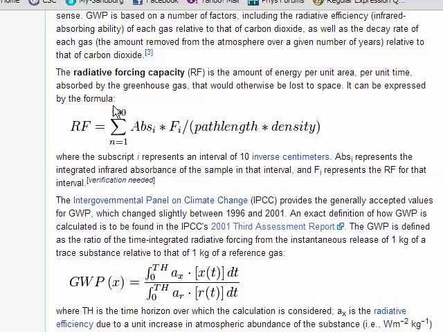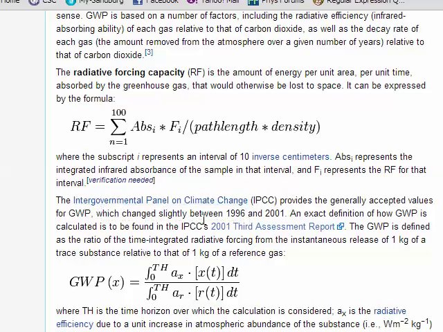So 1 to 100, it's going 1, 2, 3, 4, 5, 6, 7, 8, 9, 10. So 100 inverse centimeters would be what? This would be a sum going from 1 per centimeter, 2 per centimeter, 3 per centimeter, 4 per centimeter, all the way to 100 per centimeter. Except for the fact that this is an I, and they're not incrementing I. But I bet they meant to increment I.